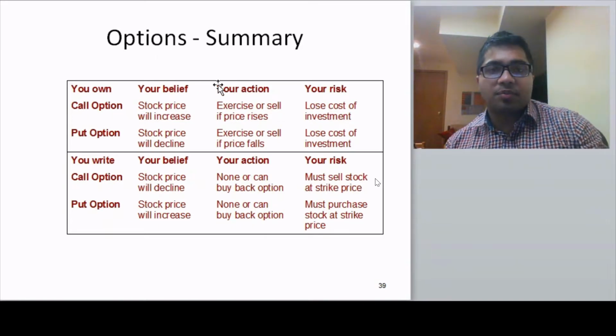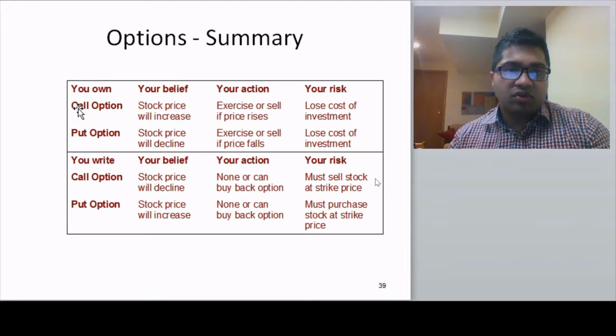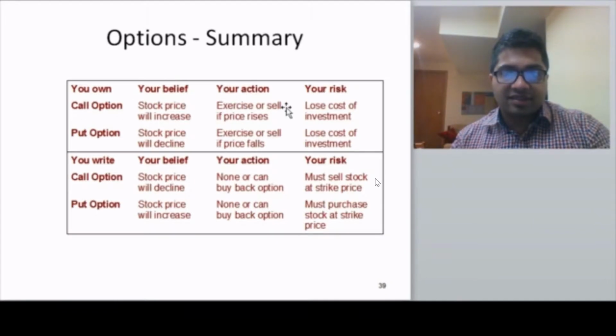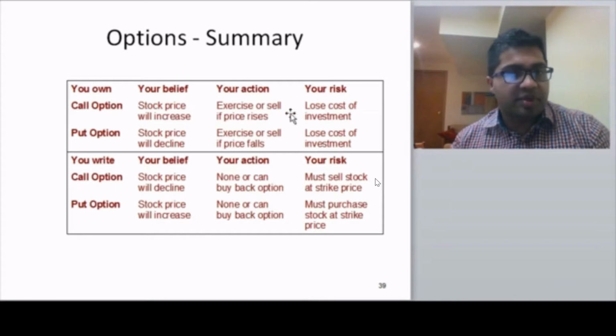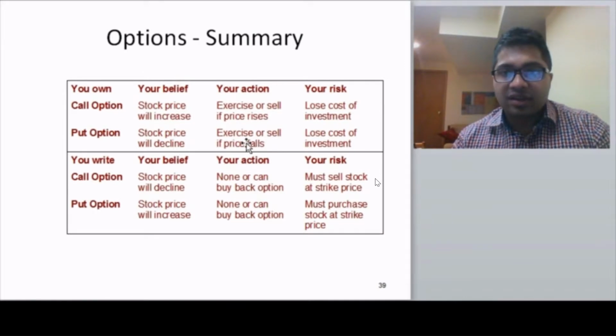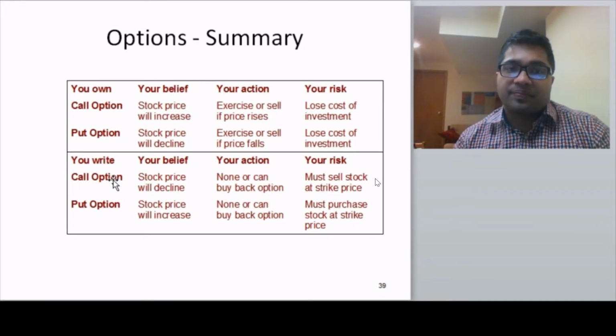So, a summary of options. If you are a call buyer, your belief is that the stock price will rise. You will exercise or sell if the price rises. Your risk is losing the cost of investment, that is the premium. Put option buyer: your belief is that the stock price will decline. You will exercise or sell if the price falls, and your risk is that you may lose the premium.